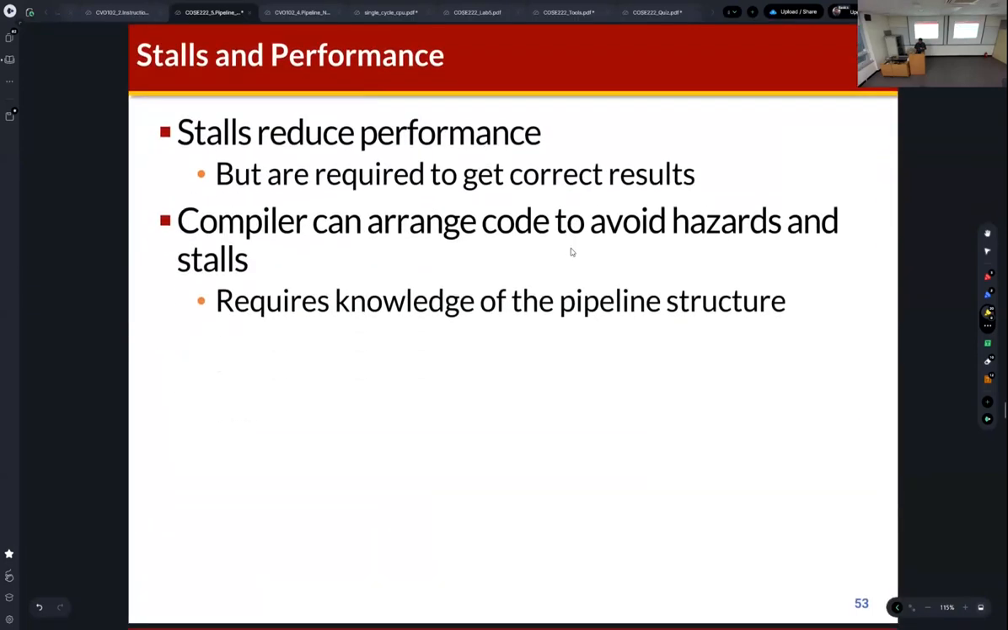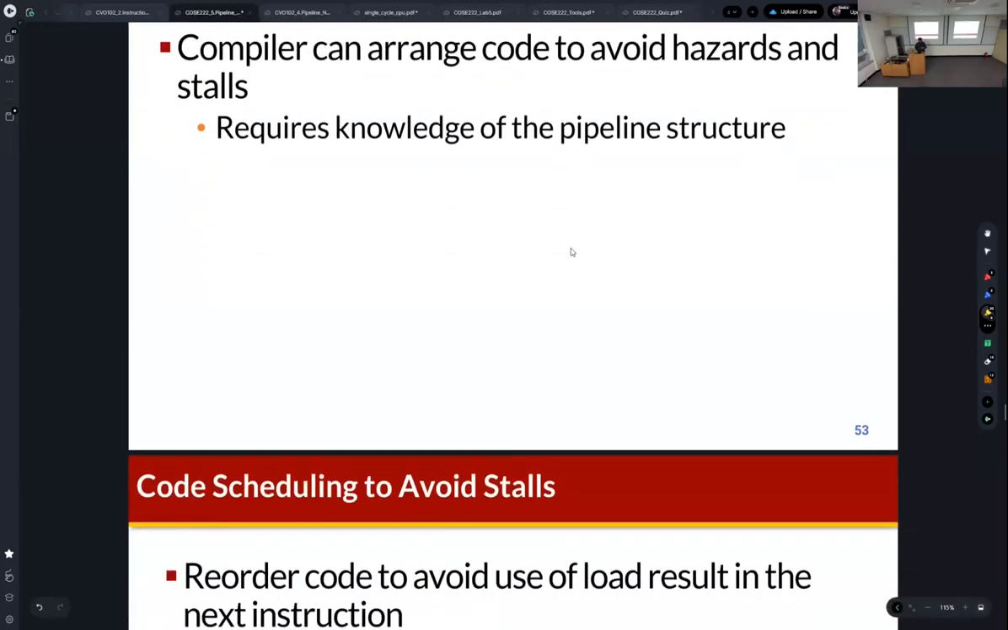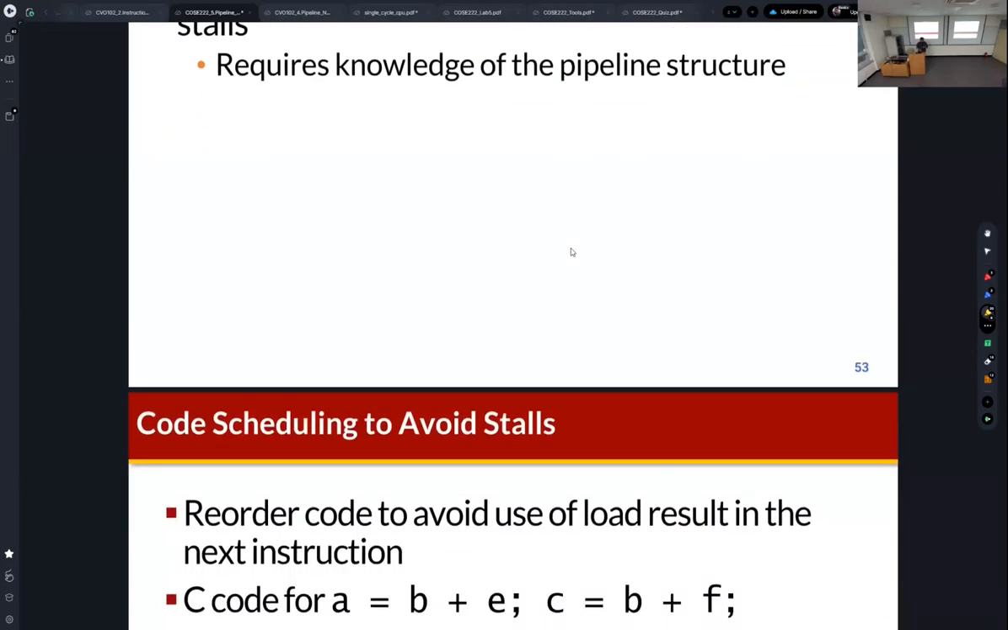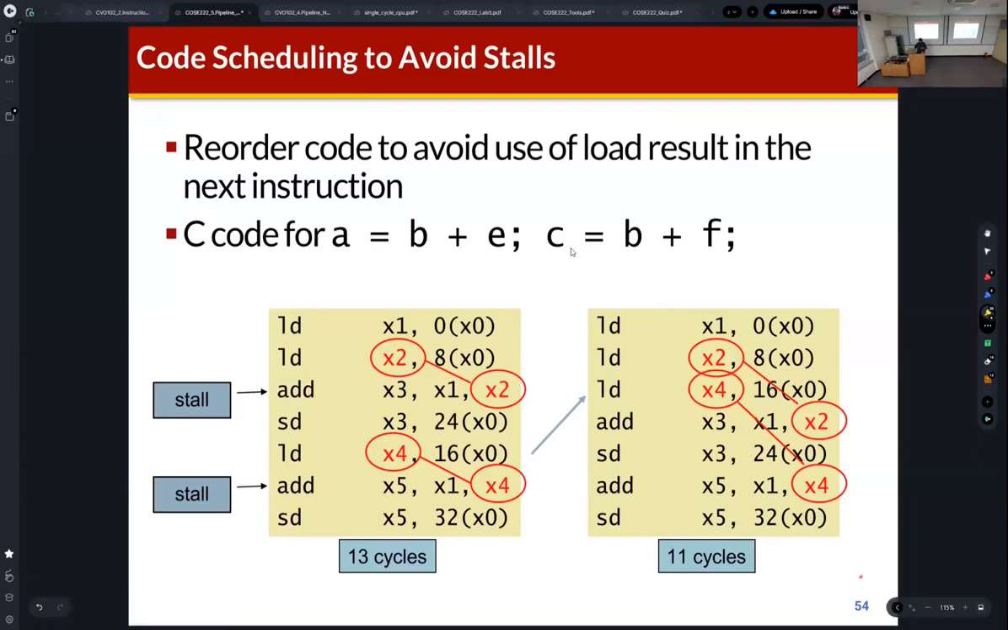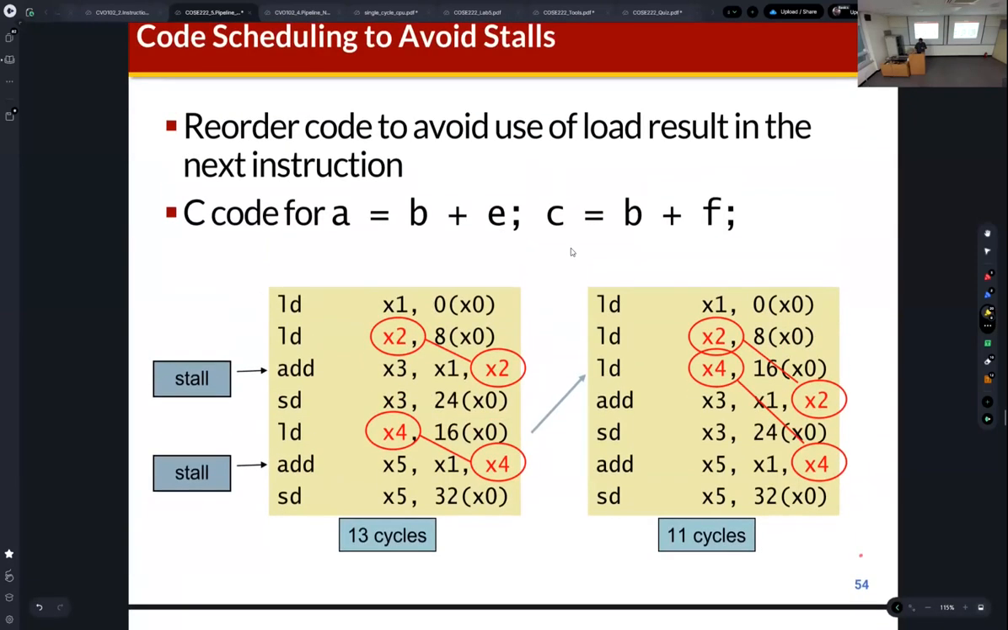But if pipeline stalls are observed, performance is degraded, right? Because clock cycles are wasted using a bubble, a no operation. The instructions cannot be executed during this clock. So we need to avoid pipeline stalls to improve the performance of the processor. I already explained code scheduling.